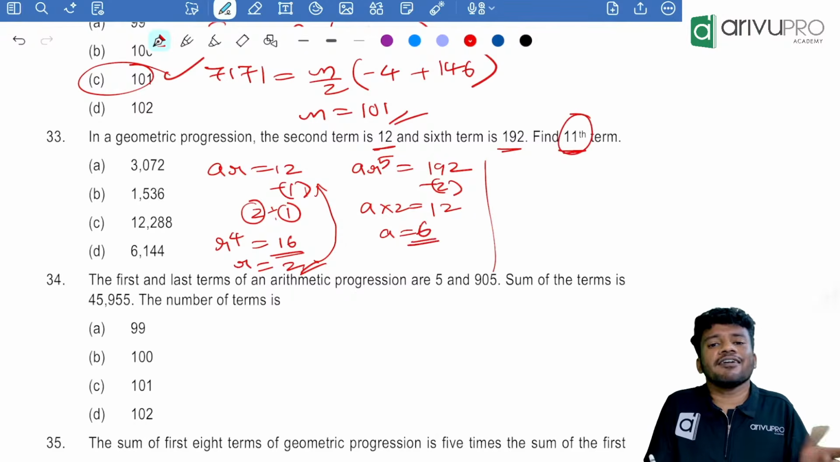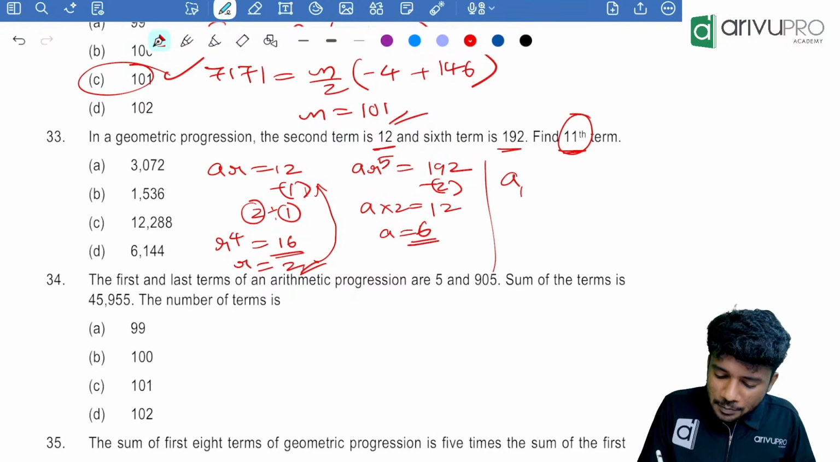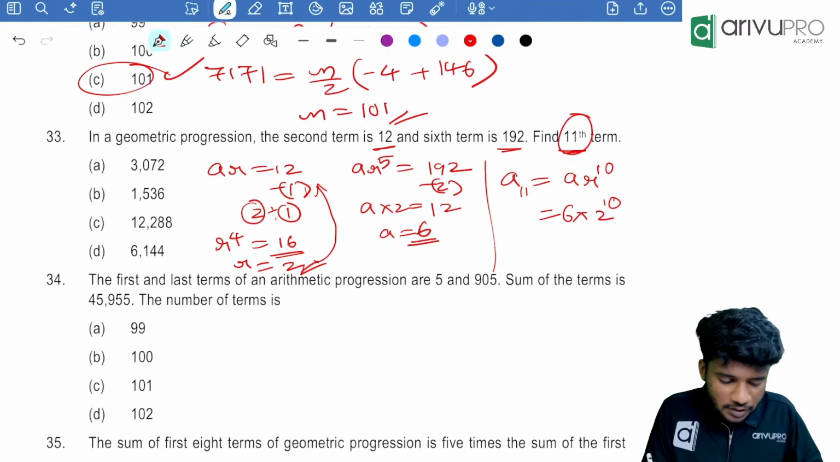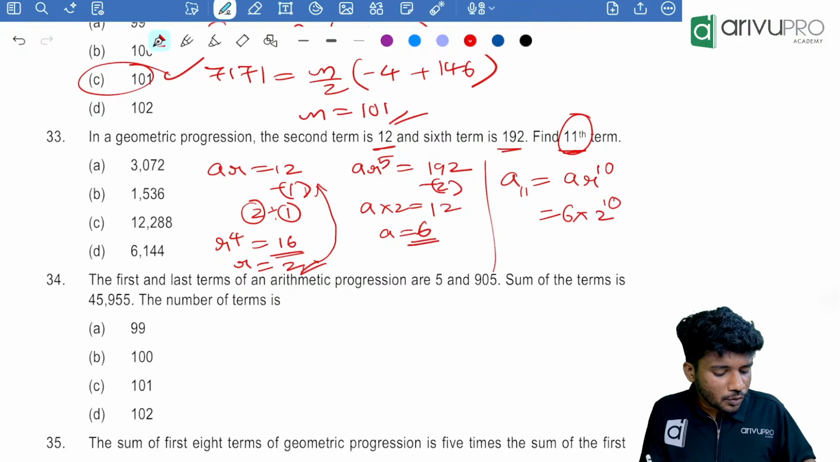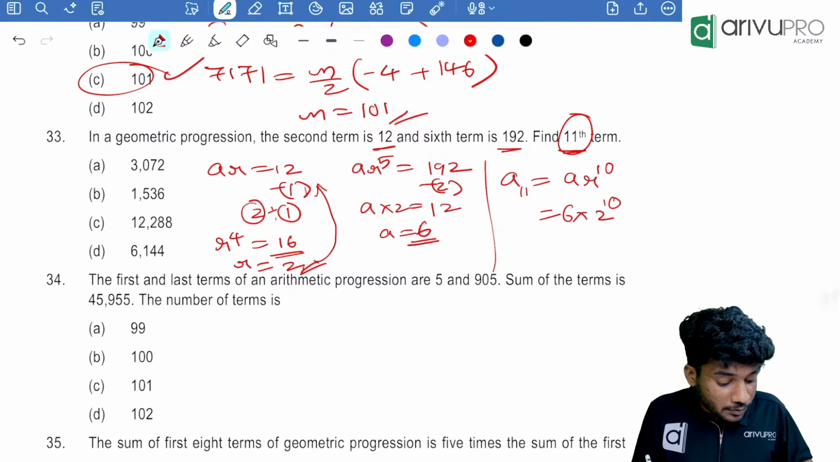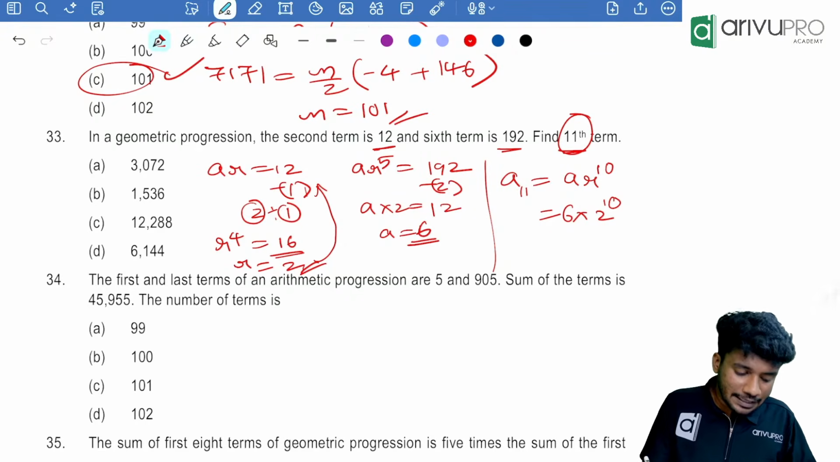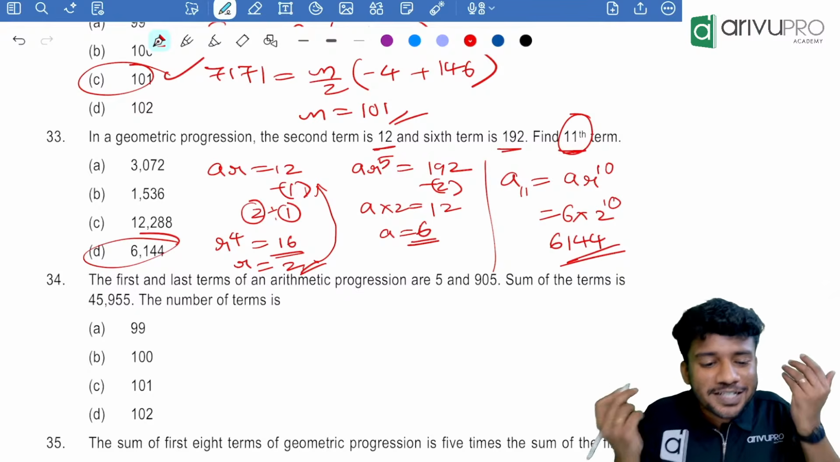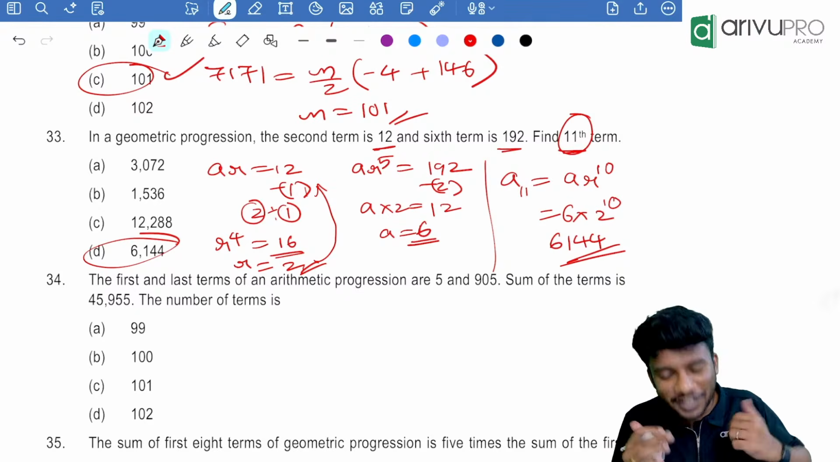Then they are asking for the 11th term. A11 is nothing but what, people? AR raised to 10, which is nothing but 6 into 2 raised to how much? 2 raised to 10. Take your calculator. 2 into, equal to how many times? 9 times. 1, 2, 3, 4, 5, 6, 7, 8, 9. Okay. Then multiplied with what? 6. You will get it as 6144. Which option is the answer? Option D is the answer. Very direct question. Very easy answer.